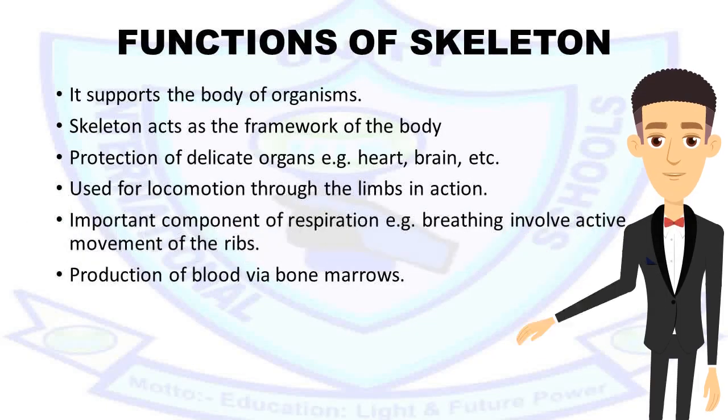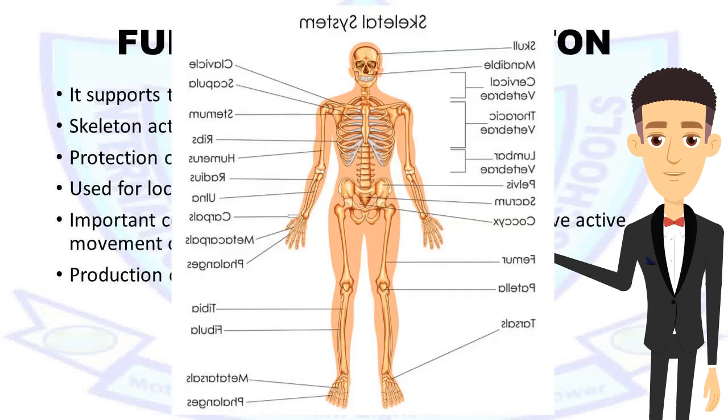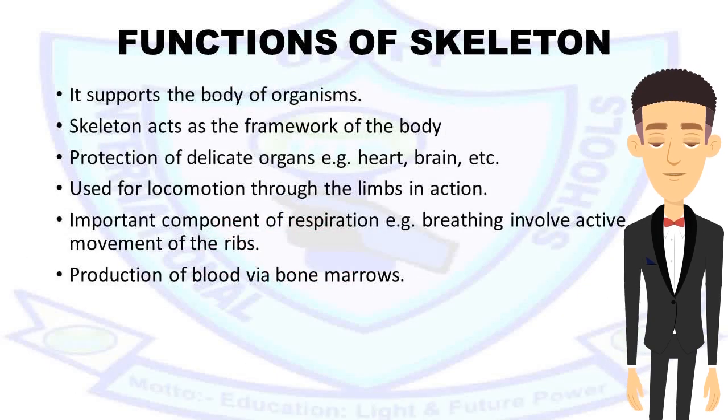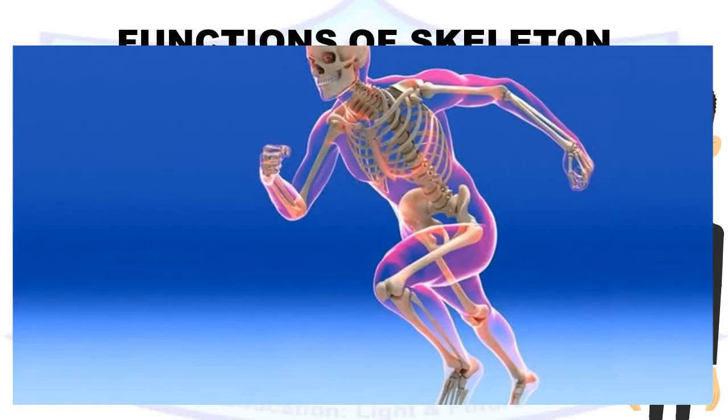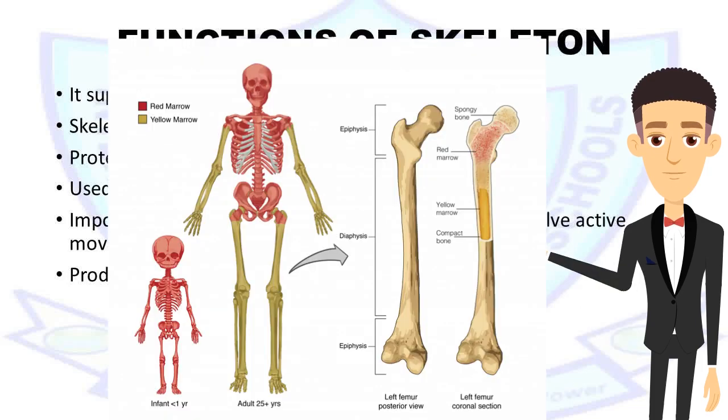Answer 5. Functions of skeleton. 1. It supports the body of organisms. 2. Skeleton acts as the framework of the body. 3. Protection of delicate organs, for example heart, brain, etc. 4. Used for locomotion through the limbs in action. 5. Important component of respiration, for example breathing involves active movement of the ribs. 6. Production of blood via bone marrow.